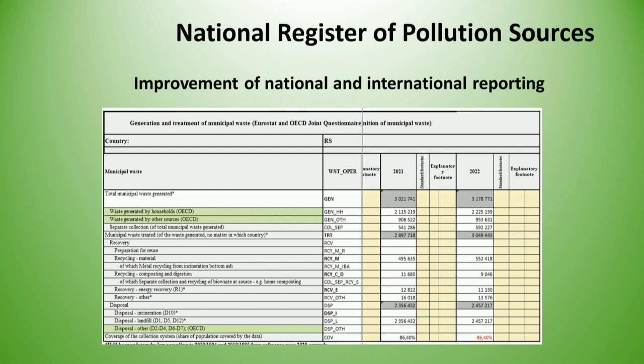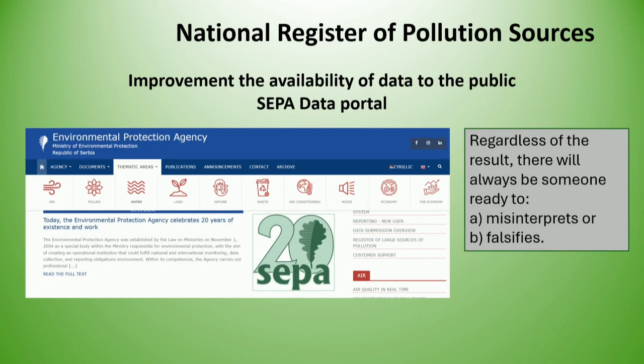When we talk about international reporting, this is everybody who sends data to Eurostat. So we have data from 2018. This is our new SEPA site. We are looking at how to show all our data to the public, and we don't want to ask them to request it under the Aarhus Convention, so we want to give them everything we have available.